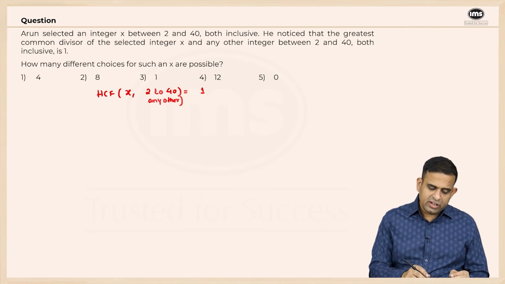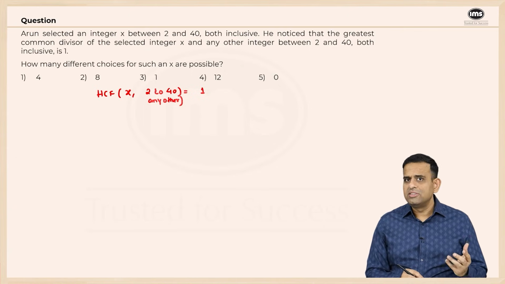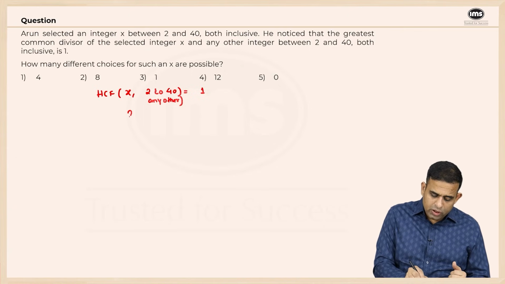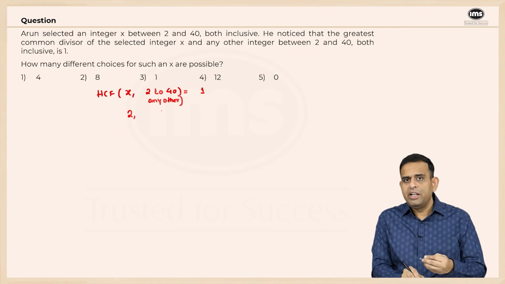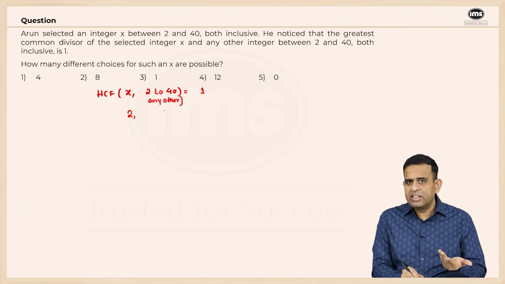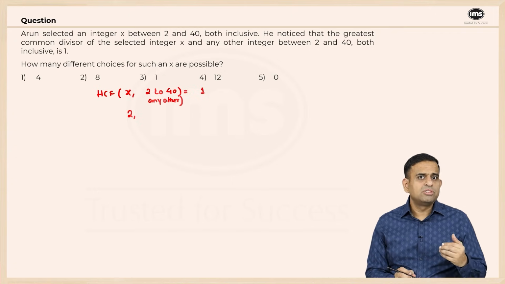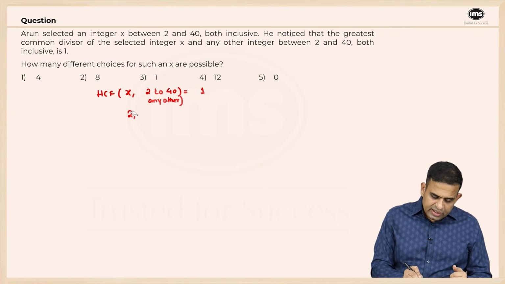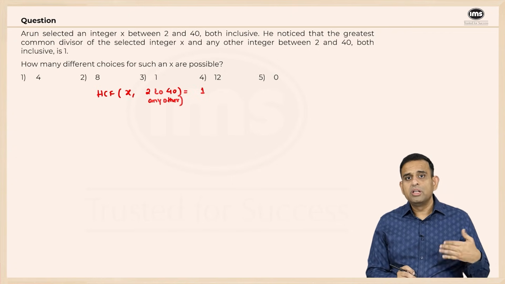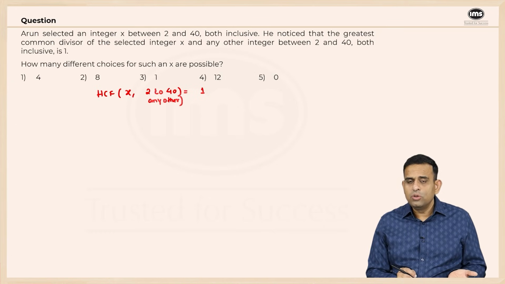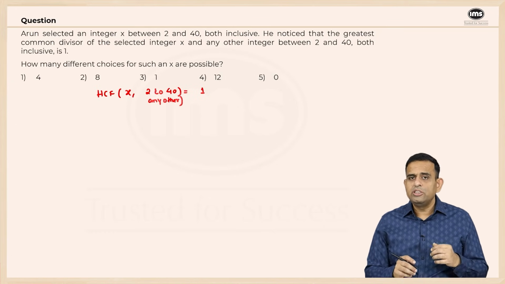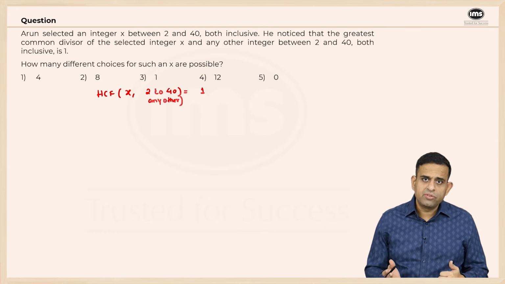Can I include the number 2? The answer is no. If I take x equal to 2 and the other integer could be 4, 6, 10 and so on, then the HCF will no longer remain 1. It can become something else as well. Can we take the value of x to be some other prime number, 3? Again, the answer is no. From the numbers 2 to 40, we can choose a number which is a multiple of 3.